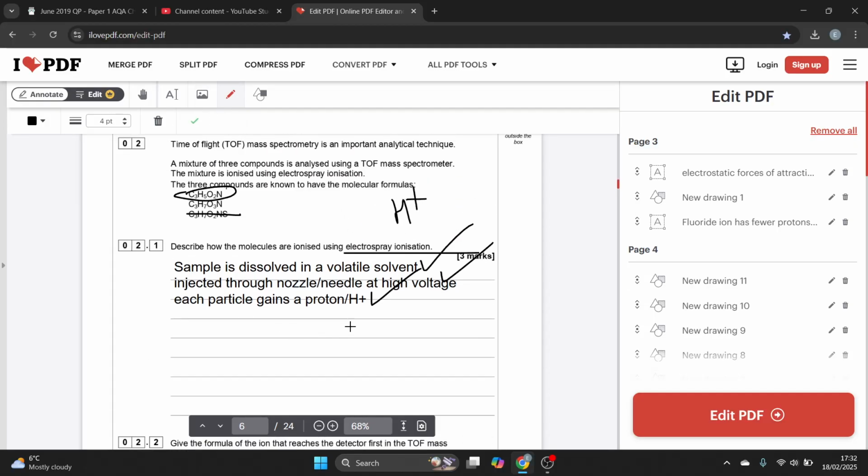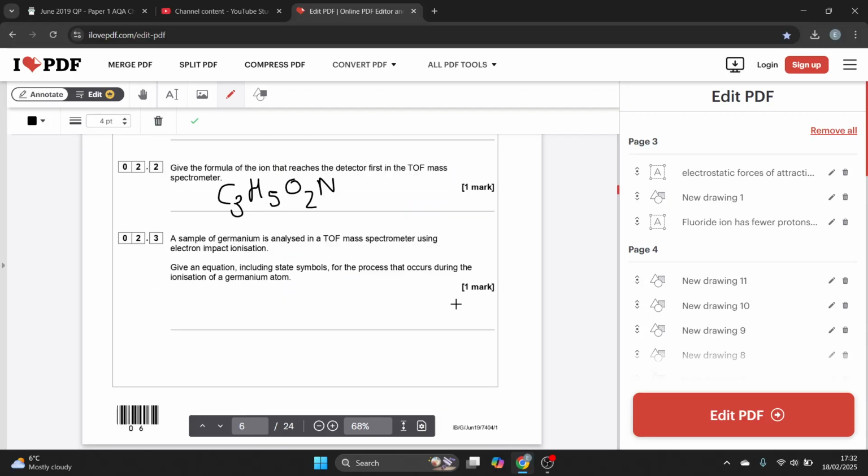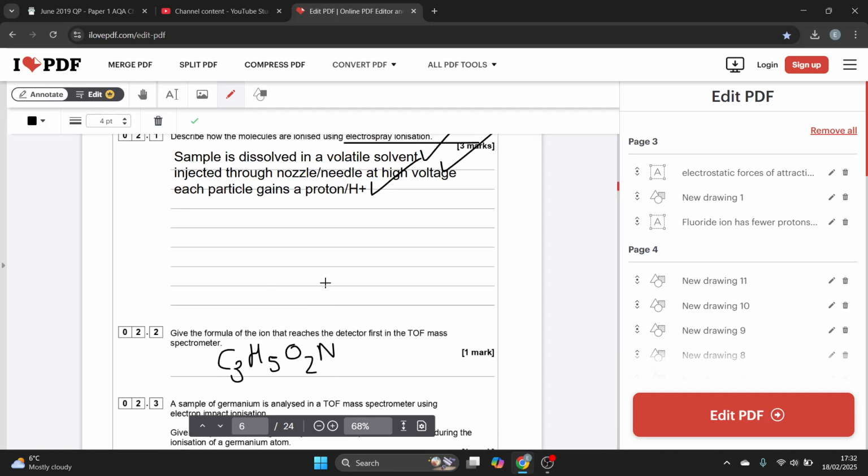Each particle gains a proton, H plus. Sample dissolved in volatile solvent, injected through nozzle/needle at high voltage. Each particle gains a proton. So I'm going to add a proton, so then say H plus. Or I could say C3H6O2N plus. But this is better, I think: C3H5O2N and then H plus at the end of it.